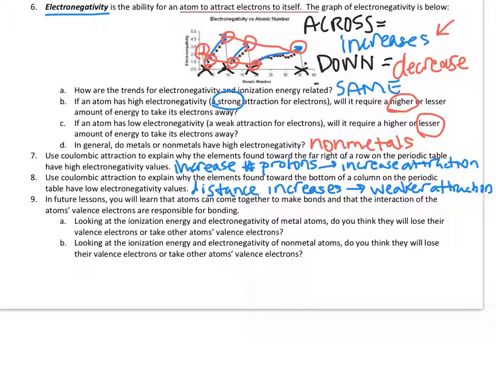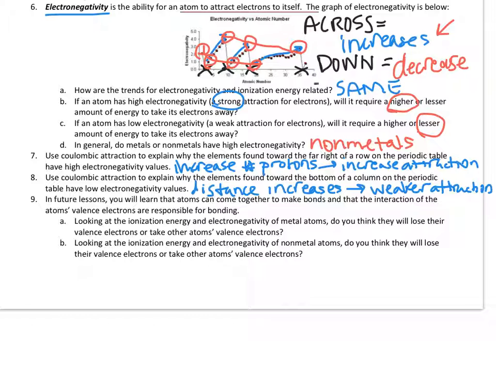All right, last one. In number 9, it says in future lessons, aka next class, we're going to learn that atoms can come together to make bonds and that the interactions of the atom's valence electrons are responsible for bonding. So let's kind of tie that into what we're going to see next class.